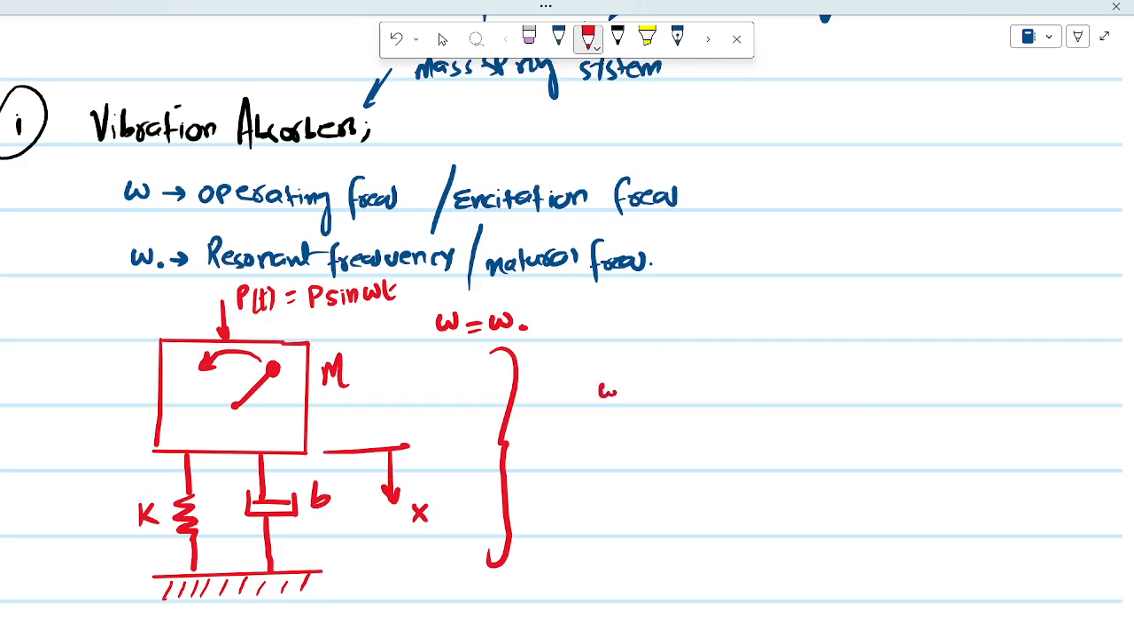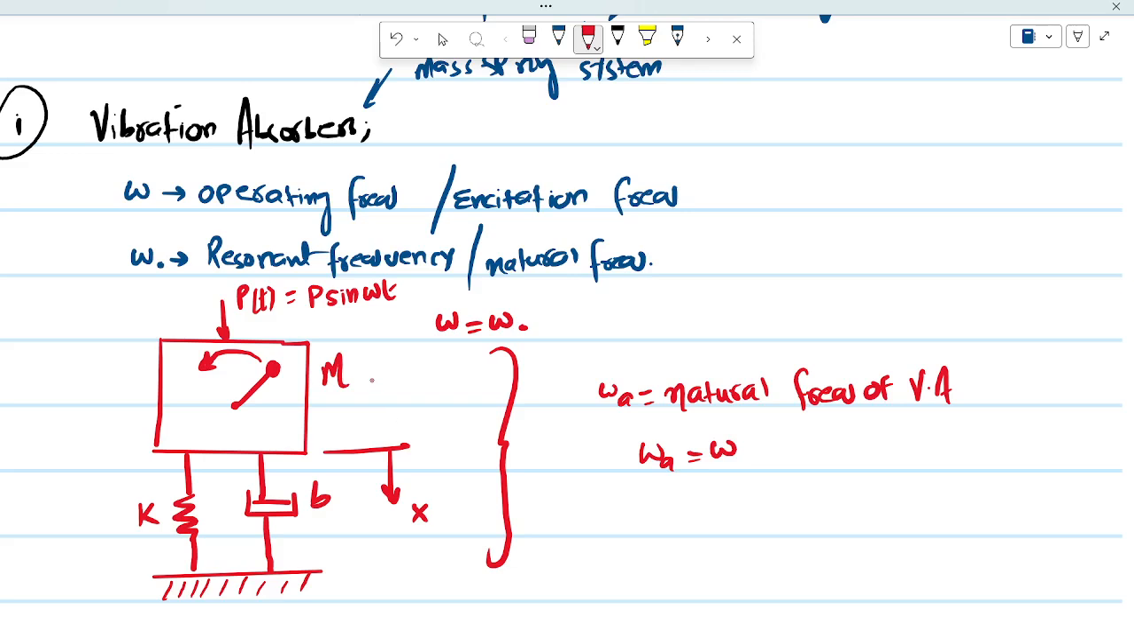Let's say omega a is the natural frequency of vibration. I'm just calling it VA, vibration absorber. The device is designed in such a way that the natural frequency of that vibration absorber is equal to the excitation frequency. In that case, the vibration absorber absorbs that transmitted force, making sure that the force is not transmitted to the system.